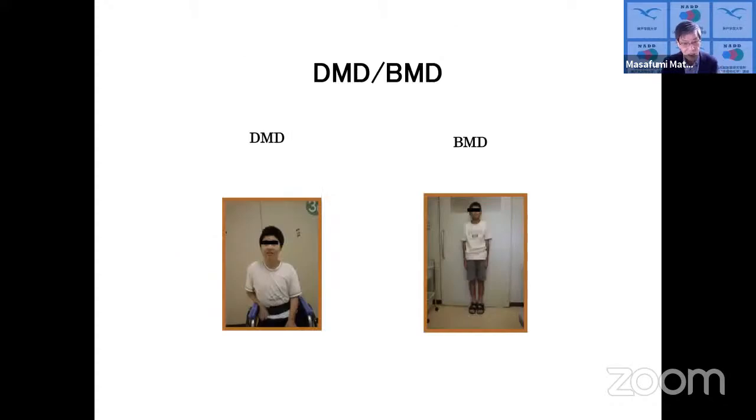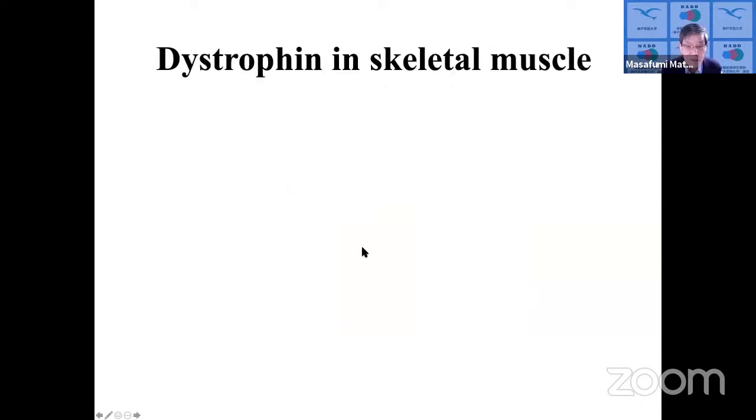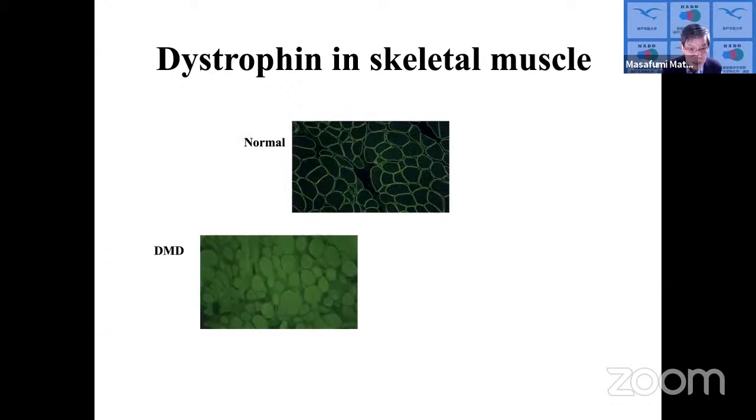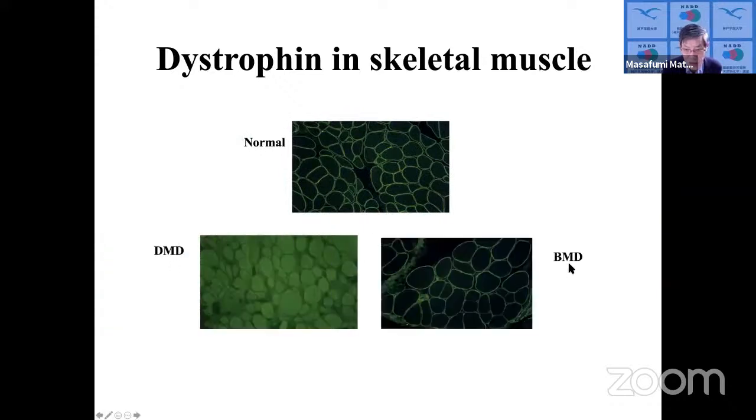But phenotypically, DMD and BMD are quite different. On the right side, this BMD patient can play tennis. At the same age, DMD patient is wheelchair bound. So when we study the dystrophin in the skeletal muscle, we know BMD patients have expression of the dystrophin, but compared to normal, this is abnormally stained.